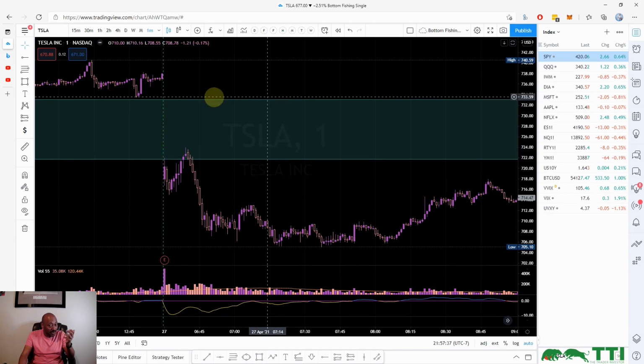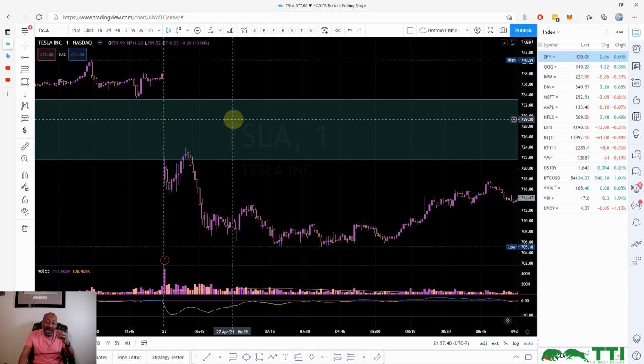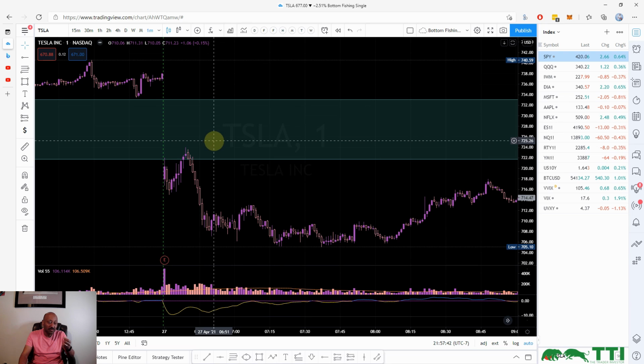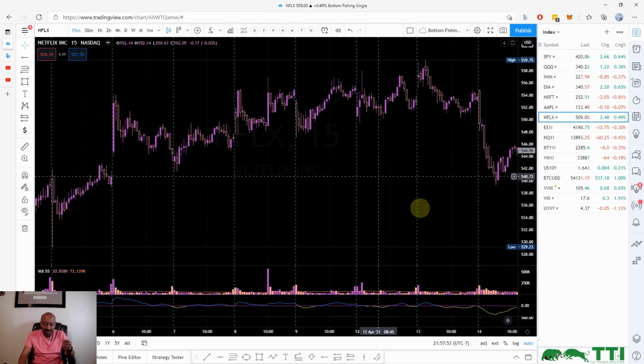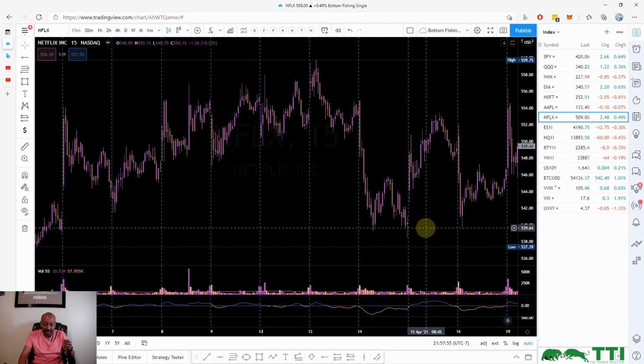That was a trap because you have this order block. Unless you have identified this order block, you would not know what to do with this setup. Very critical. Absolutely critical. So let's go into Netflix. Netflix, something similar.